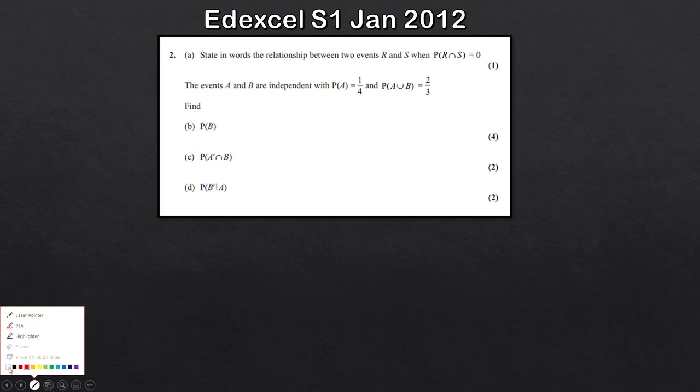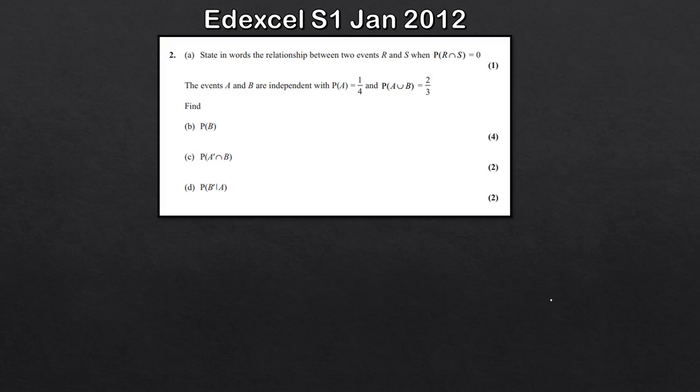So if I get the right pen colour here, this is from Edexcel's S1 paper. This was the old spec, Jan 2012. So question 2 here, we start with this part A, which is more of just kind of a wordy question. And we're asked to state in words the relationship between two events, R and S.